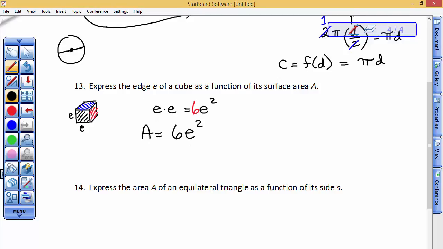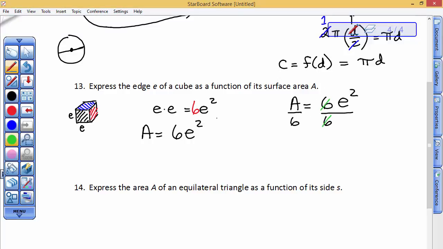So I have this equation, and what they want me to do is get E alone. They want me to solve for E so that I can write this equation as E by itself is a function of A. So to get E alone, I'm going to divide both sides by the number 6 first. And when I do that, these 6's cancel out, and I have A divided by 6 equals the edge squared.